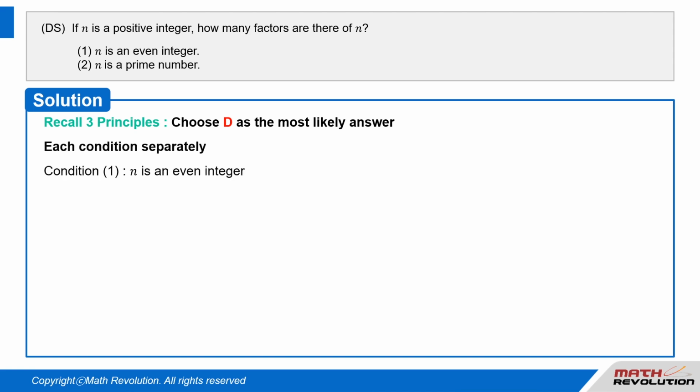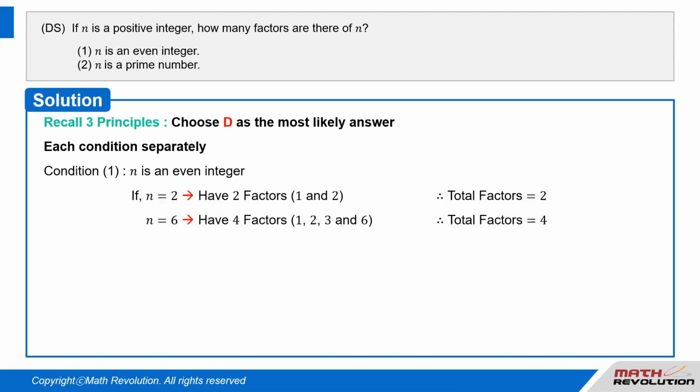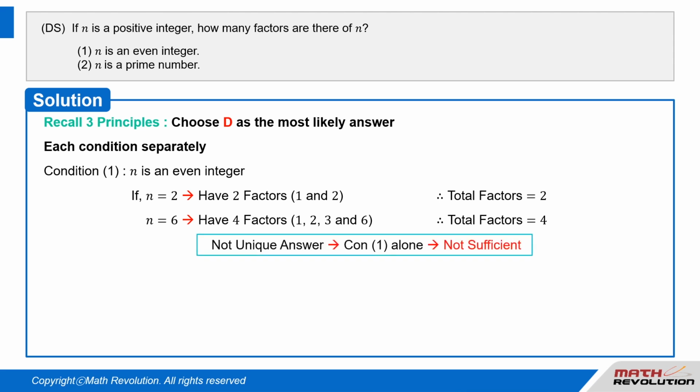Let's take a look at each condition. Condition 1 tells us that n is an even integer. If n is 2, the number of different factors is 2, namely 1 and 2. If n is 6, the number of different factors is 4, namely 1, 2, 3, and 6. Since it is not a unique answer, this condition is not sufficient.